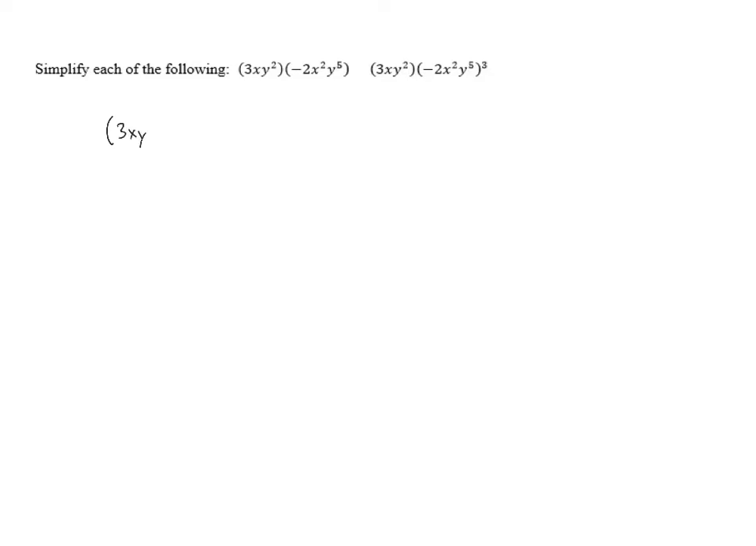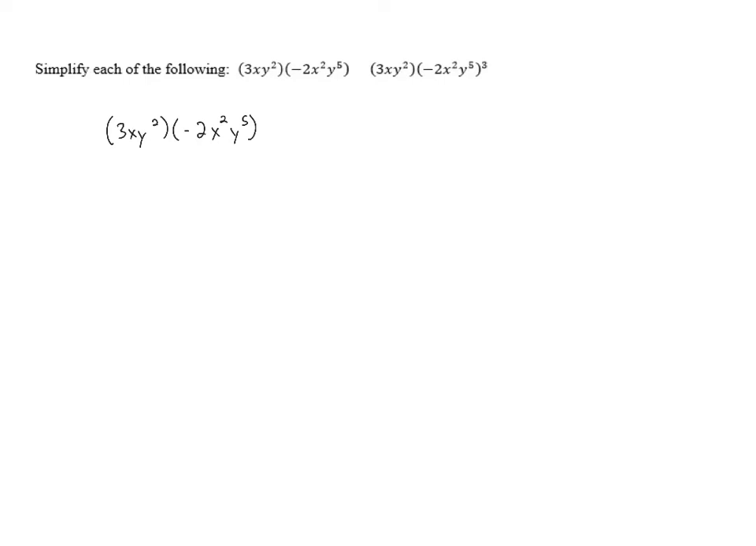We've got 3xy squared times negative 2x squared y to the fifth. Now in this case, we don't have any exponents on top of exponents, and we don't have any exponents on top of parentheses, so we don't need to use either of those rules. Effectively, what we need to do here is combine the x's and the y's as well as the coefficients. Everything in this problem is multiplication. There aren't any other operations. There's no addition or subtraction or division.